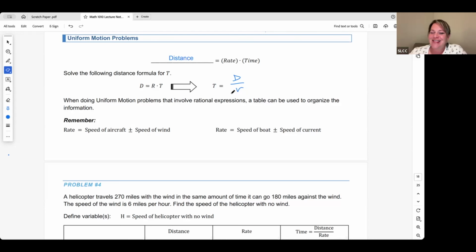But first, let's remember when we're talking about rate of a boat or a plane or a kayak, you always have to add or subtract the wind to the plane and add or subtract the current to the boat.